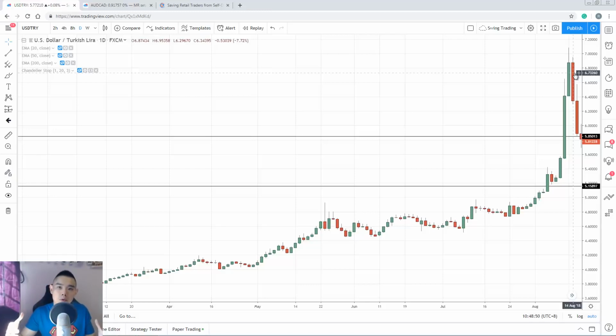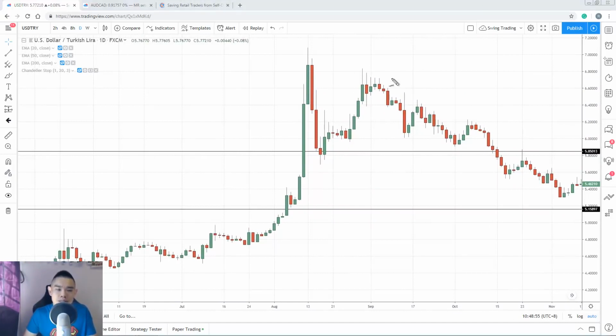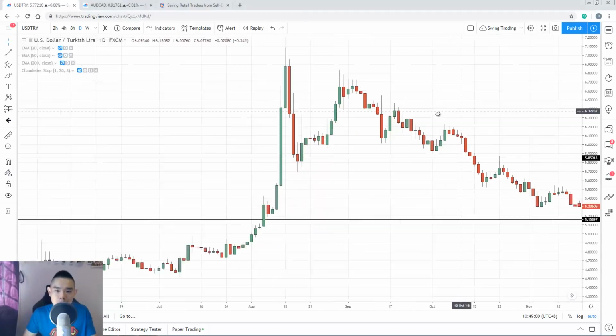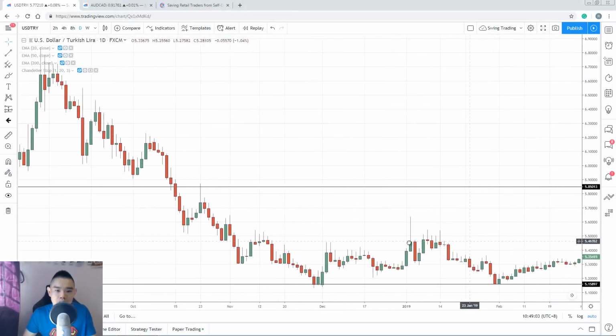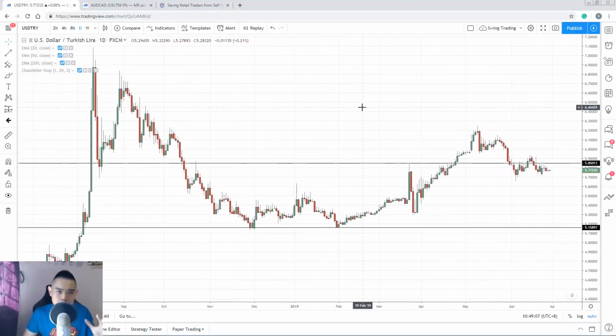You should expect the market will go into a range and then be followed by a breakout of the range. So in this case, the market went into somewhat of a range, a descending triangle kind of pattern. Then it broke down, then formed another range, and then formed another range over here. Okay, so you get my point.